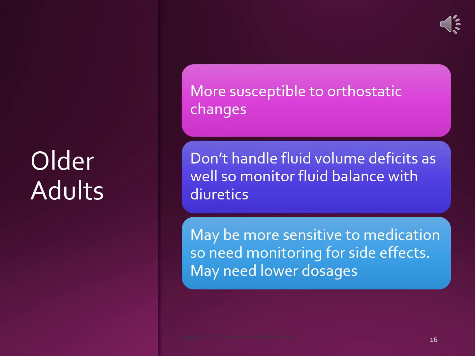Older adults are more susceptible to orthostatic changes, as we talked about before. If you recall, they don't handle fluid volume deficits as well. And so if they're given diuretics, you need to monitor fluid balance and electrolyte balance very carefully. Not that you wouldn't anyway with anybody, but especially in older adults. They have decreased hepatic and renal function, and that may cause a difference in drug metabolism. So they may be more sensitive to medication and may need greater monitoring for side effects, also may need a lower dosage.